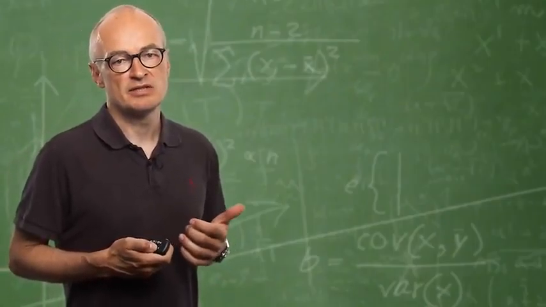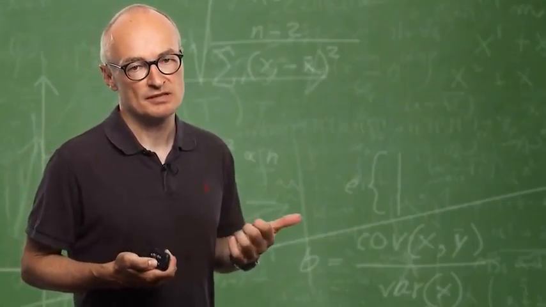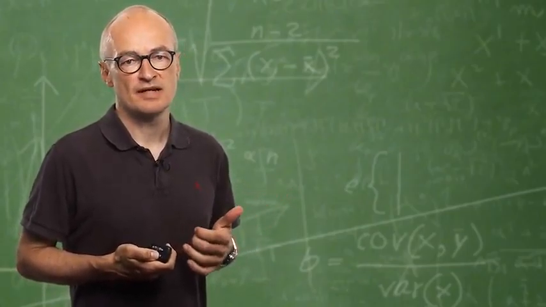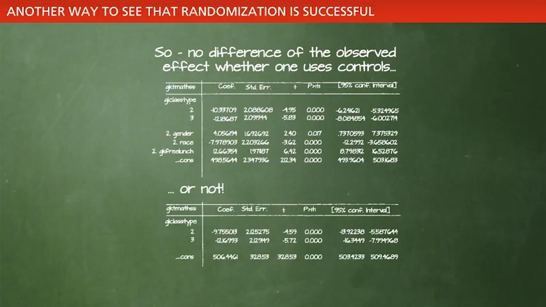Another way to see that the randomization was probably successful is to look at the estimated effect of class type with and without using background characteristics as controls. We hypothesize that background characteristics are potential confounders and that we therefore should find a different effect of class type when we control for confounders. However, as we see from the 2 regressions reported in the tables, there is practically no difference between the estimated effect of class type across the 2 regression models, again indicating that randomization was successful.